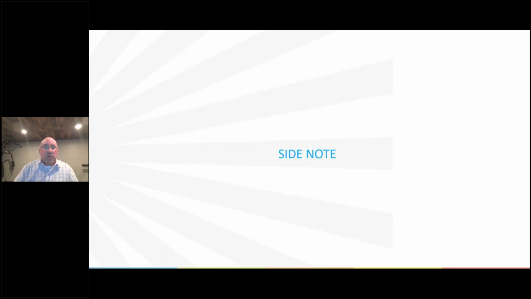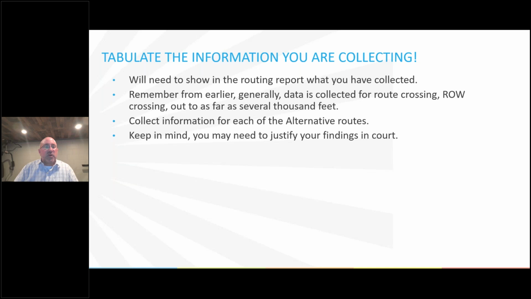So I have a side note. Make sure you show in the routing report what you have collected. Remember from earlier, generally data is collected for route crossing. So your route crossing, right from the center line, the right-of-way crossing out to as far as several thousand feet, probably 2,000 feet. You need to collect information for each of the alternative routes. So we're doing our counts and measurements. Keep in mind, you may need to justify your findings in court.